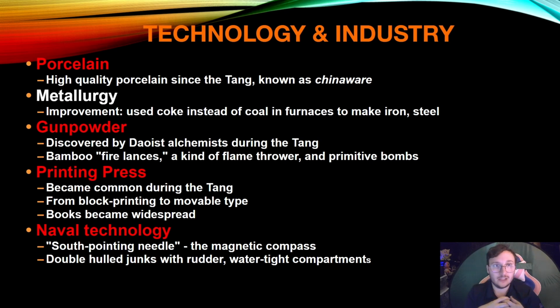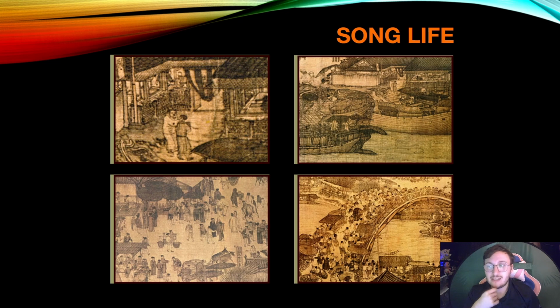There's also naval technology. They're also going to create something known as a south-pointing needle, which is a magnetic compass. And also we have double-hulled junk ships with a rudder and watertight compartments. Junk ships are going to be extremely important, and they're so well made that we are just now understanding how they were built because they were mostly all destroyed after the Song Dynasty. Now again, Song life is very commercial and kind of cosmopolitan and very city-oriented, lots of trade and movement and ships and lots of kind of modern life, just without all the cars and technology.